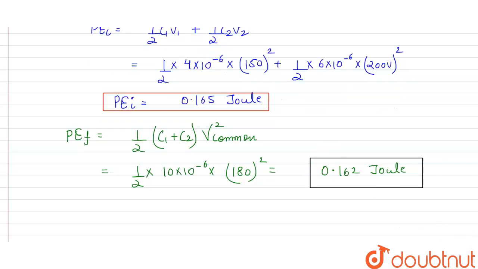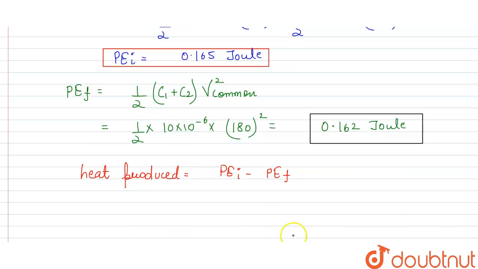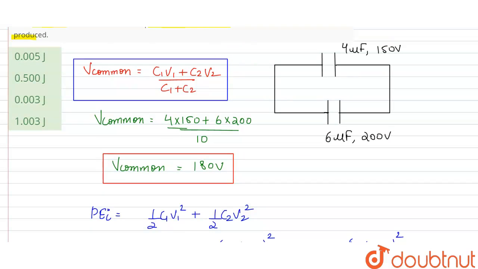Now, if we want to calculate the heat produced, then heat produced is equal to potential energy initial minus potential energy final. Potential energy initial is 0.165 joule minus potential energy final is 0.162 joule. On solving, our heat produced comes out to be 0.003 joule. This is the amount of heat dissipated in the circuit. So our correct option is option C, 0.003 joule.